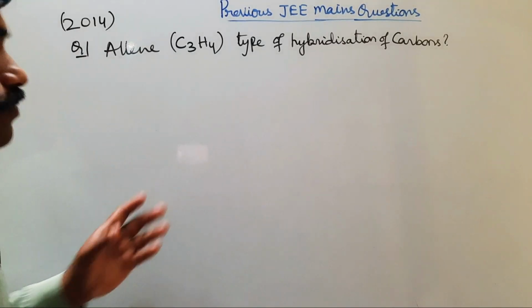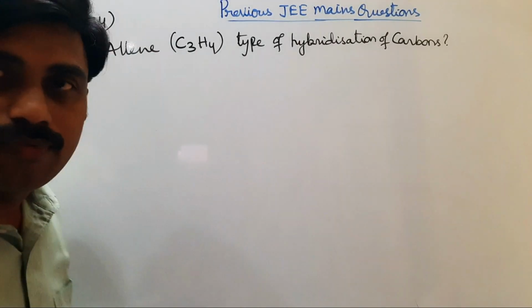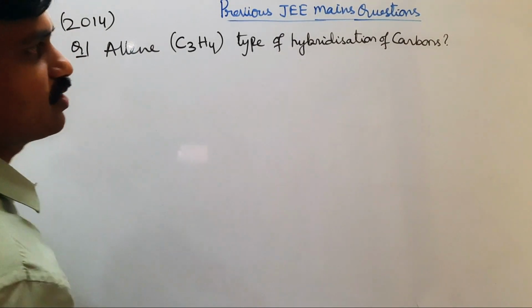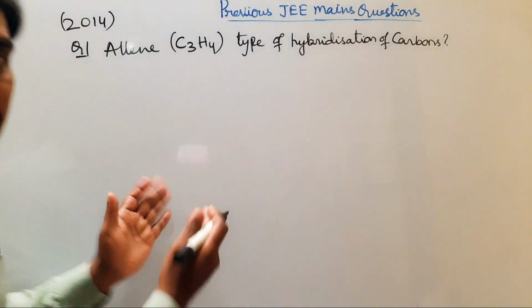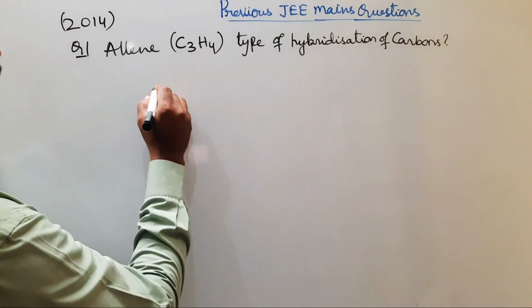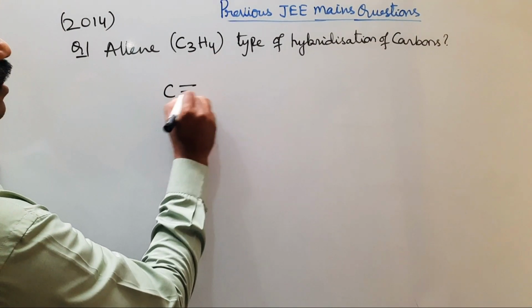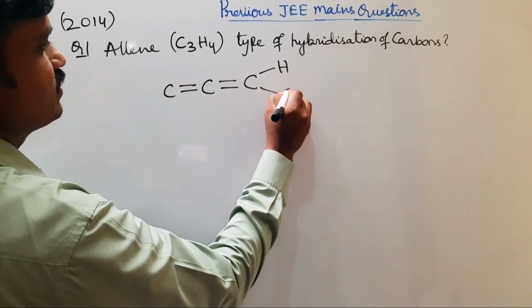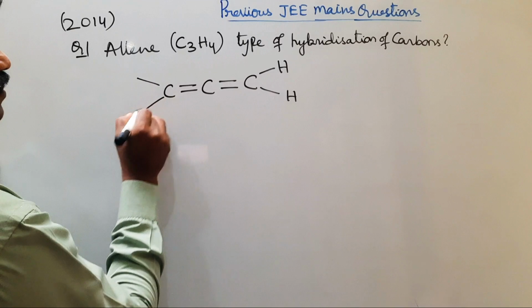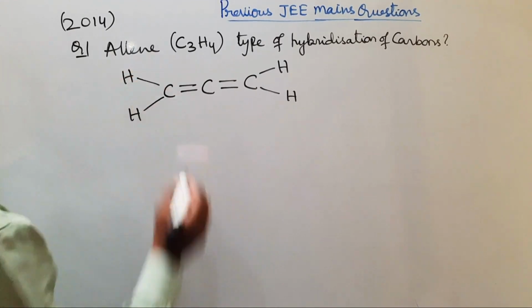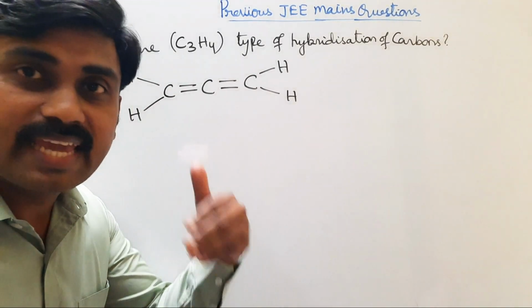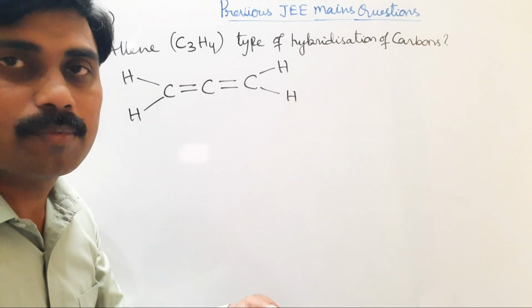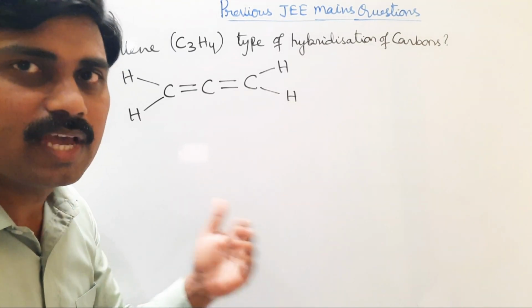Look at the next question. It is a 2014 online mains exam question. Allene, type of hybridization of carbon is. So this allene compound has formula C3H4. Look at this, C double bond C double bond C, and the right side carbon is having 2 hydrogens and left side carbon also is having 2 hydrogens. Suppose in organic compounds, alkanes undergo sp3 hybridization, alkenes undergo sp2 hybridization, and alkynes undergo sp hybridization.